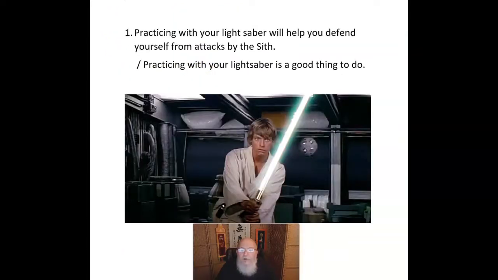And here we see the great Luke Skywalker practicing with his lightsaber on the Millennium Falcon. And we have one premise here and one conclusion. The example also shows us that premises and conclusions can come in any order in language. In our example, before we put it into standard form, the conclusion is stated first, followed by the premises. So the premises or the conclusion can come anywhere in an argument.